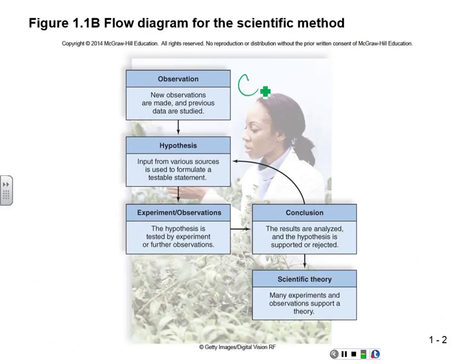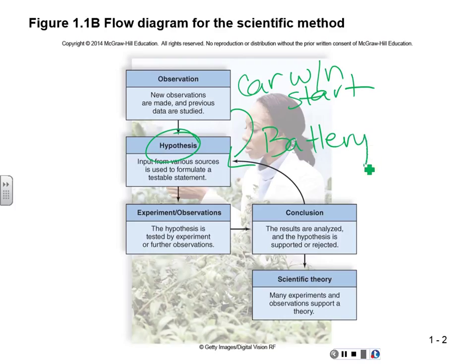Let's say your car won't start. Go out to your car and it won't start. That's the observation. You see that your car won't start. So what do you do? You come up with a reason. Remember, a hypothesis is a reason, something that you can test. You'll say, maybe it's my battery.